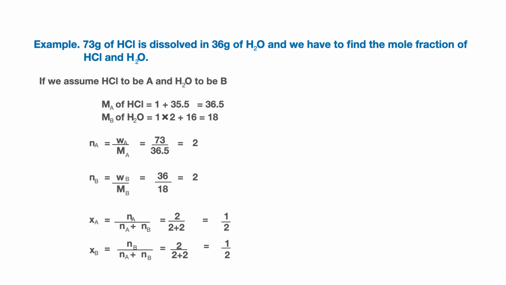We can also calculate the mole fraction of B simply by using the fact that the sum of the mole fractions of A and B will be 1. Since Xa we have already calculated as half, so half plus Xb will become 1. Xb will become half.